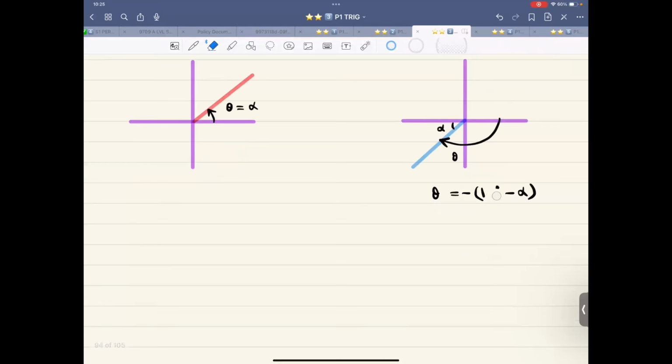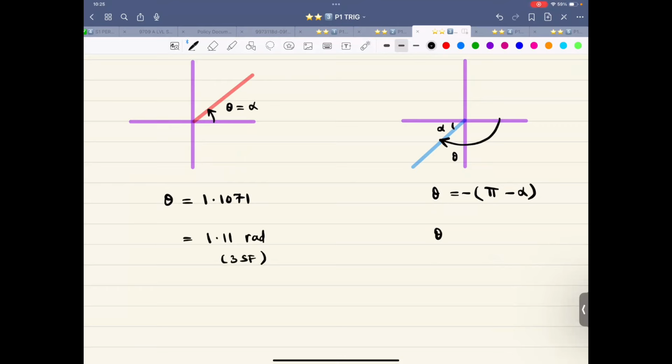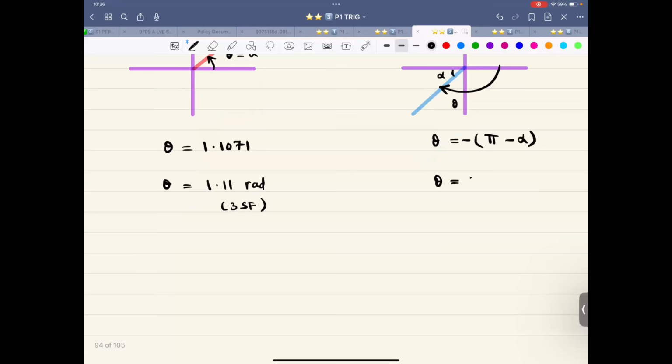Instead of 180, this is pi because it's in radians. So this is pi over here. Theta is 1.1071, which will be simplified to 1.11 radians, 3SF. And over here, theta is equal to the difference, pi minus alpha, that is minus 3.142 plus 1.1071, which is 2.034, 2.03485, rounded off to 2.03 radians, 3SF.